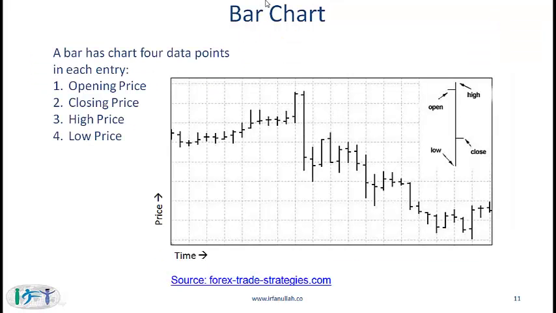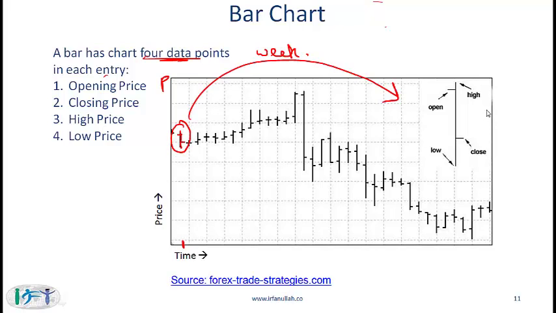A bar chart is a slightly more sophisticated chart, which has 4 data points in each entry. So for every day or every period. Now, a period could be a day, as I just mentioned, or a period could also be a week. So let's say that this represents a given week. Again, the x-axis is time, the y-axis is price. So for every period, we have a bar chart that looks something like this, where if we take each bar and expand it, here is what we are looking at.